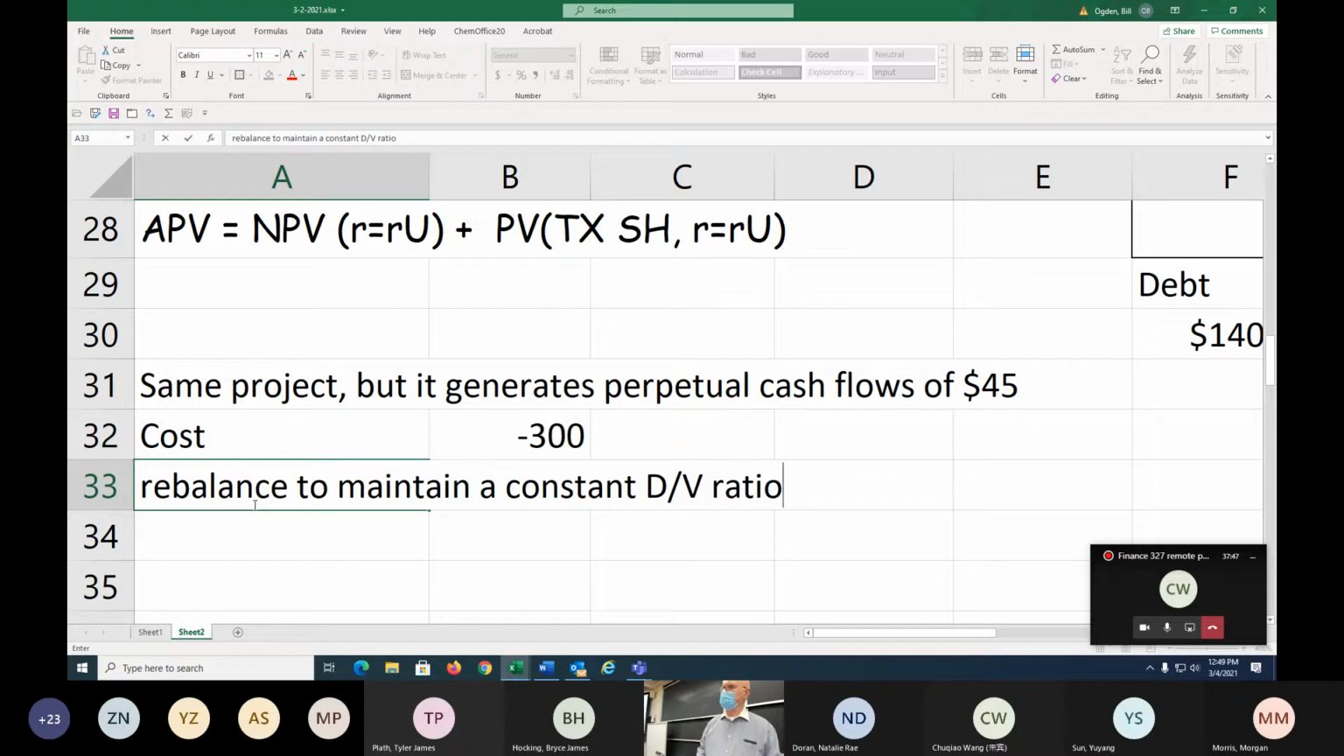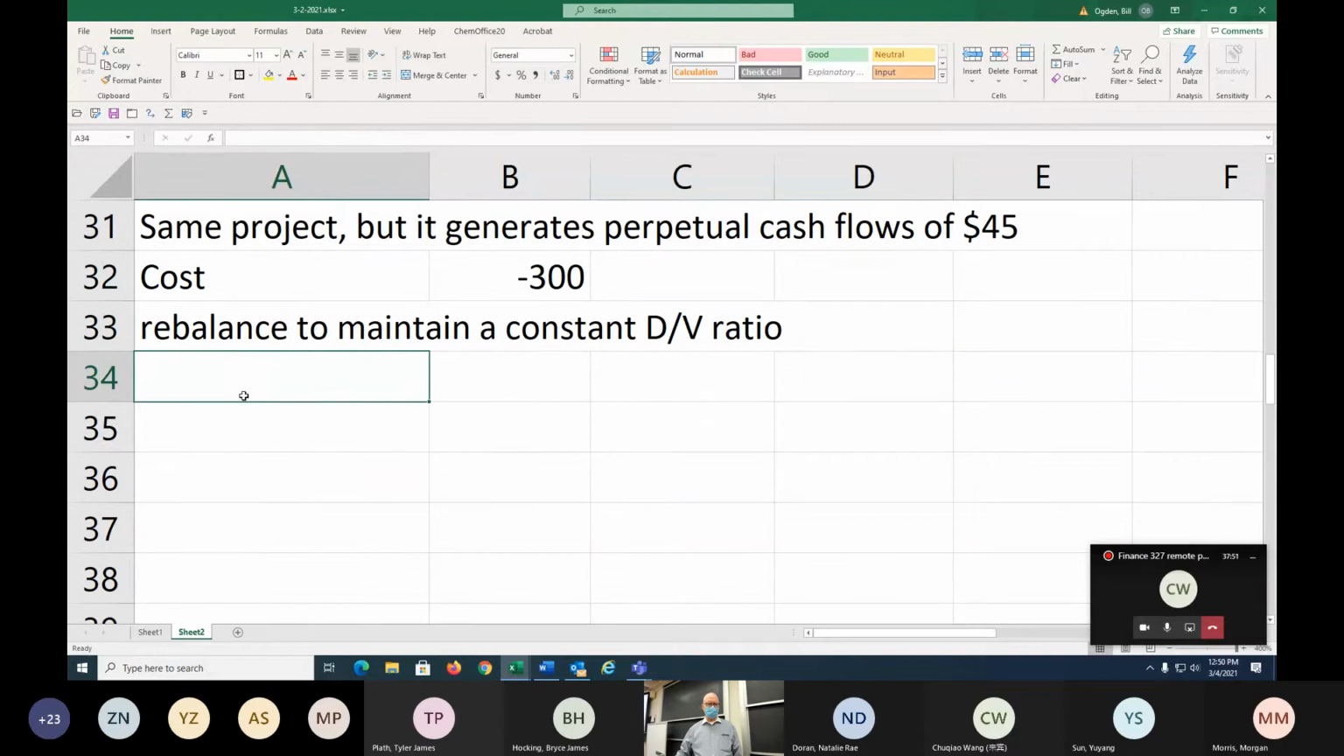Nothing new. That's what we've been doing. Okay, so let's start out. What's the value? How do you value perpetual cash flows? We've done it.